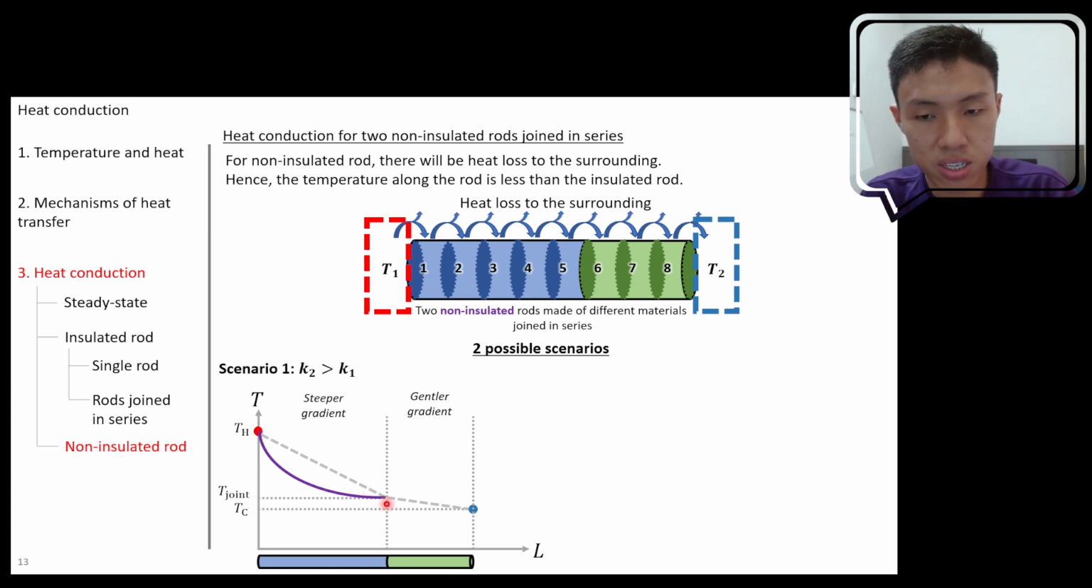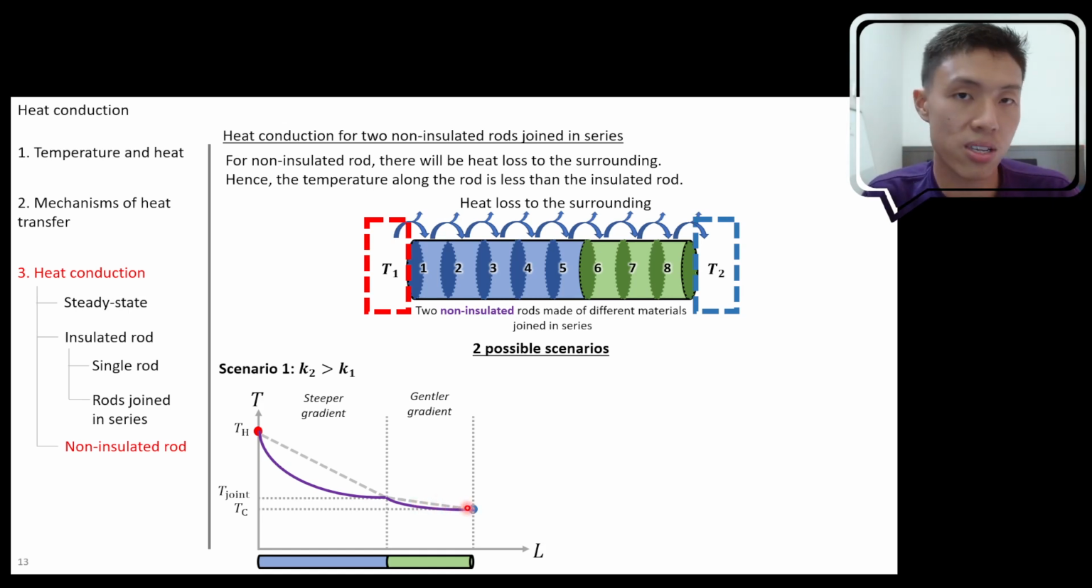The T-joint is still the same, but right now you can see that the temperature along the rod is lower than what you can see for insulated rod. Okay, so this is a situation if material 2 conducts heat better than material 1. Of course, you have another scenario which is material 1 conducts heat better than material 2.